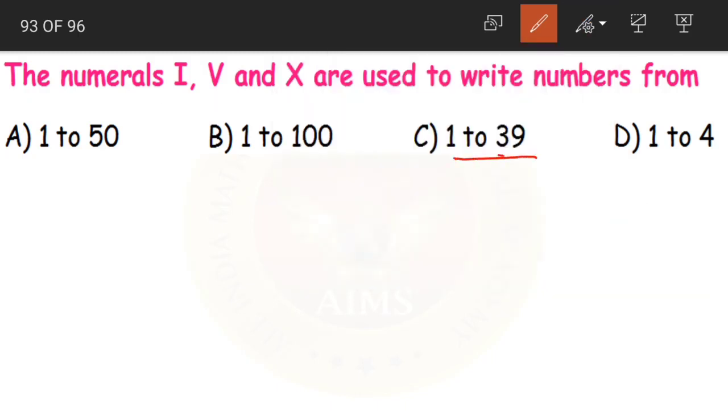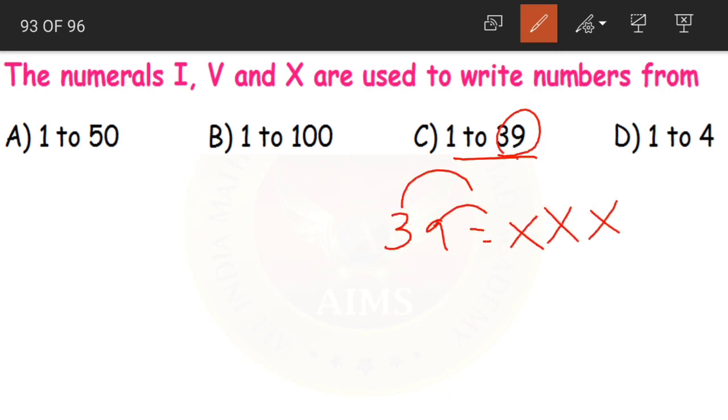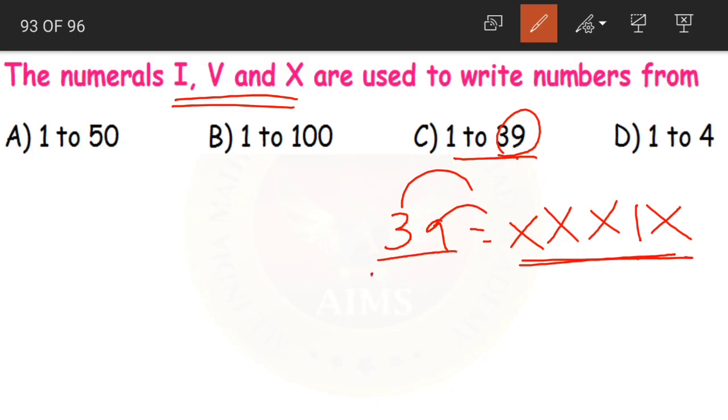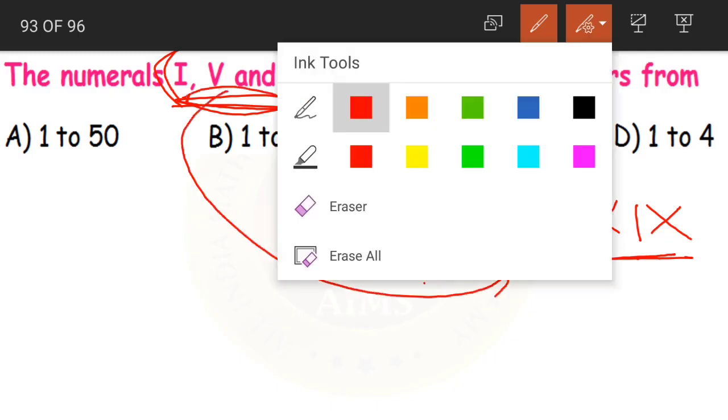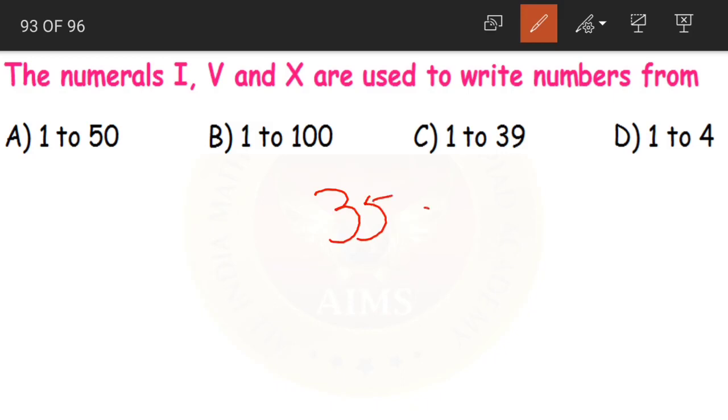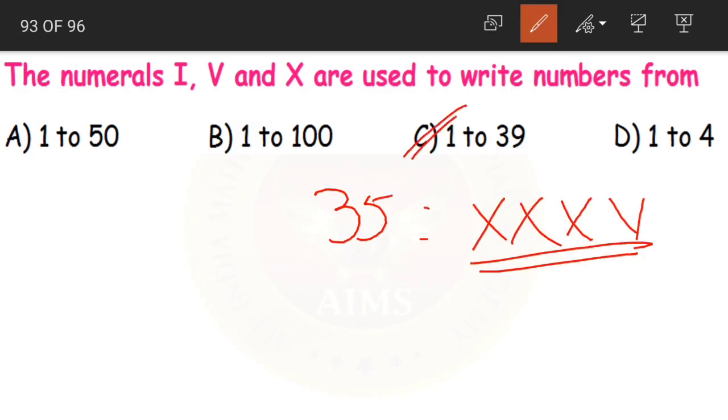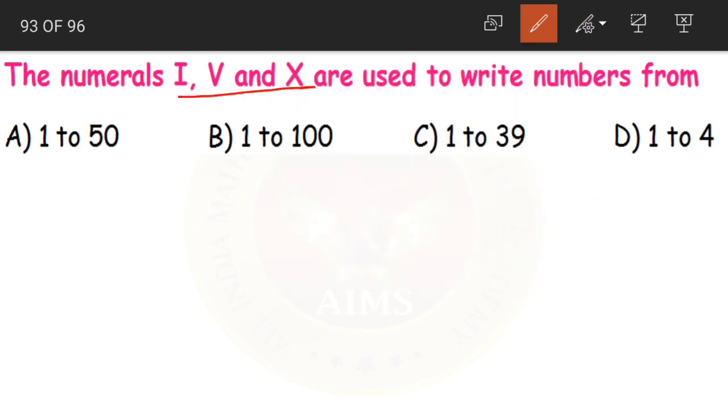Coming to option C, 1 to 39. Now let us look at the last number here, 39. How is 39 written? 30 plus 9. XXX becomes 30 and IX becomes 9, making 39. Yes, the Roman numerals that are used to form 39 come only from these three. Now let us take another number, say 35. It will be written as XXXV. Yes children, so option C, 1 to 39 becomes our correct answer.